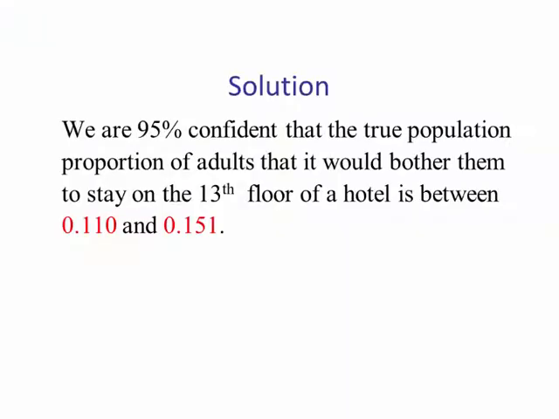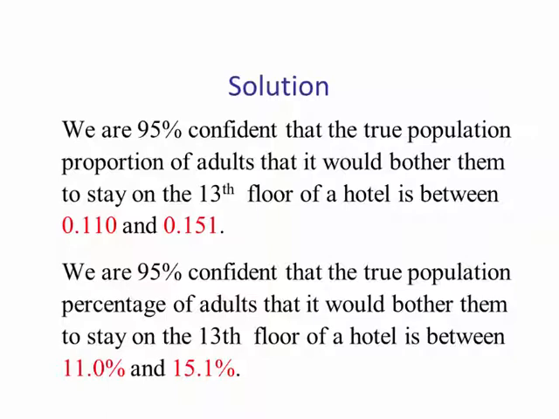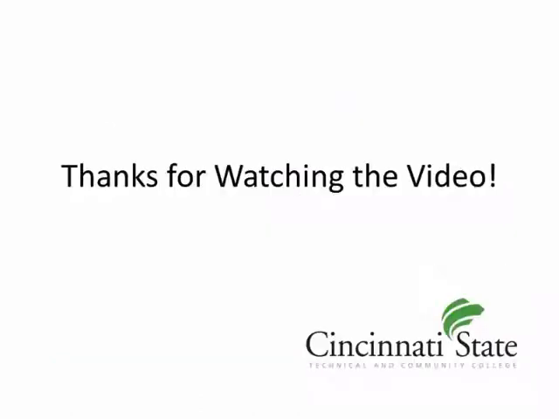So to interpret our confidence interval, we would say we are 95% confident that the true population proportion of adults that it would bother them to stay on the 13th floor of a hotel is between 0.110 and 0.151. Another way we could say that is we are 95% confident that the true population percentage of adults that it would bother them to stay on the 13th floor of a hotel is between 11% and 15.1%. Thanks for watching.